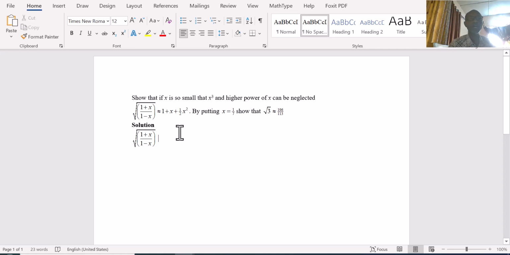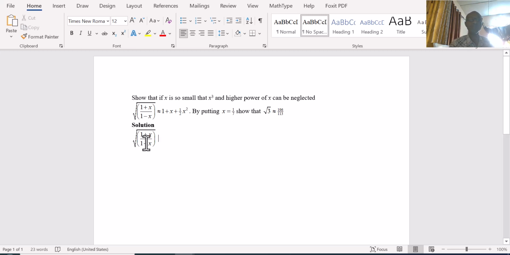Okay, we are asked to solve this binomial theorem question. It says show that if x is so small that x cubed and higher powers of x can be neglected, the square root of (1 plus x) over (1 minus x) is approximately equal to 1 plus x plus half x squared. By putting x equals 1 over 7, show that root 3 is approximately equal to 196 over 113.